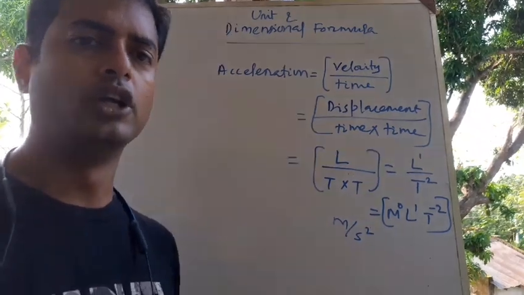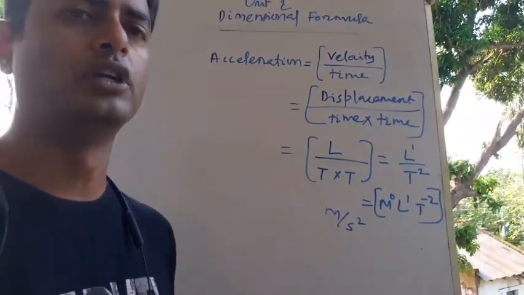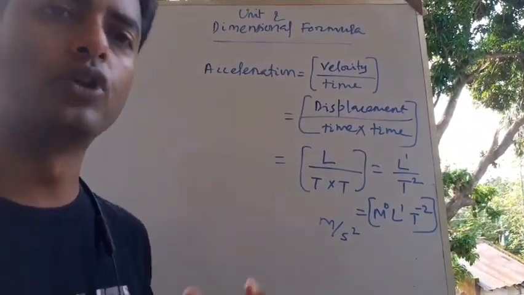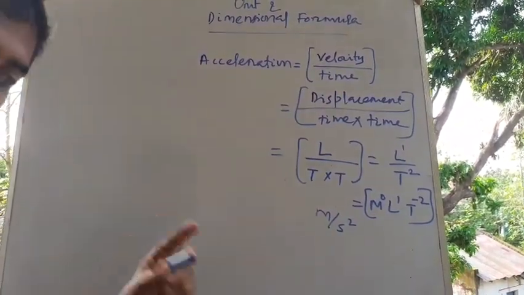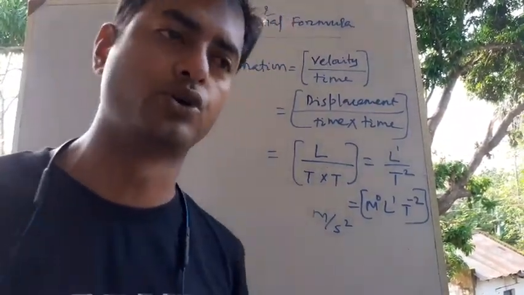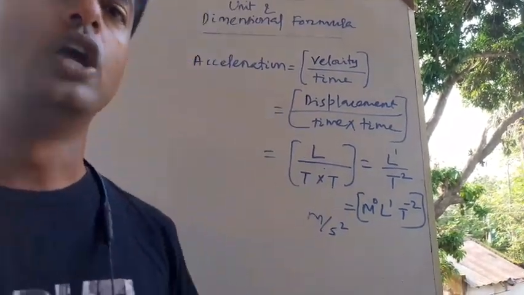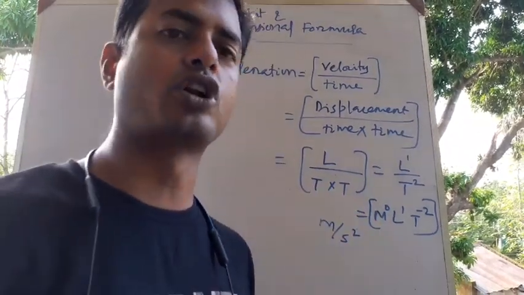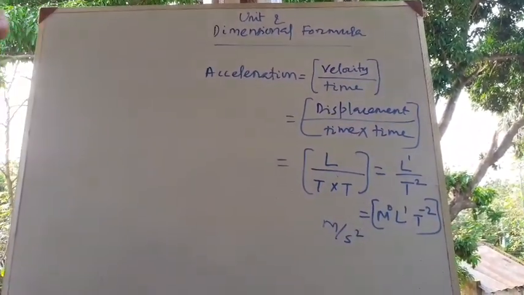If you know the unit, you can write the dimensional formula. If you know the dimensional formula, you can write the unit. If you know the formula, you can write both unit and dimensional formula. If you know the dimensional formula, you can also write the formula. And in future videos of dimensional analysis, we will know how to derive a formula, even if you do not remember a particular formula, but we can derive. So this is the beauty of dimensional analysis.